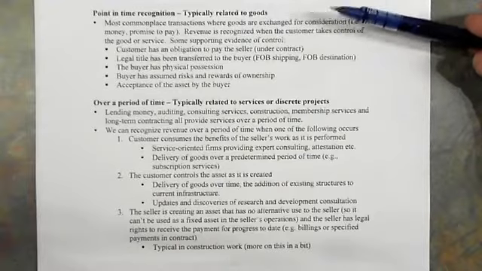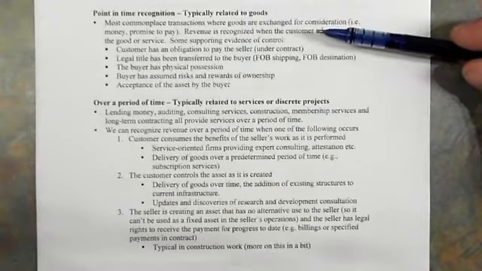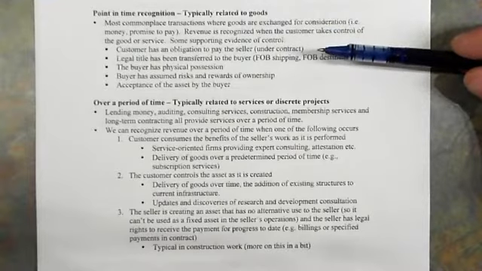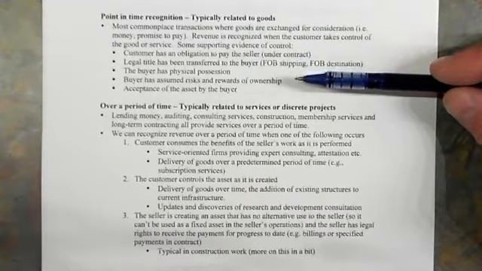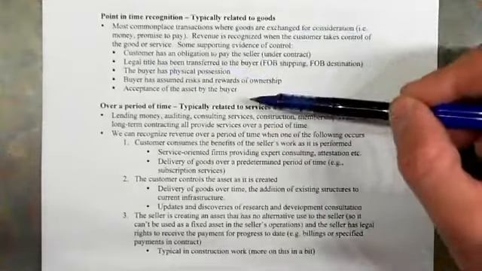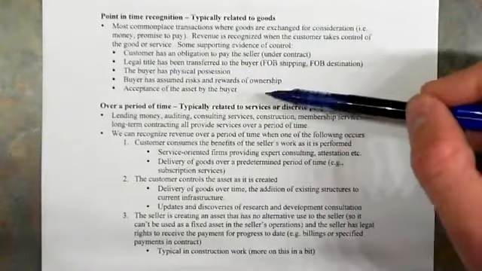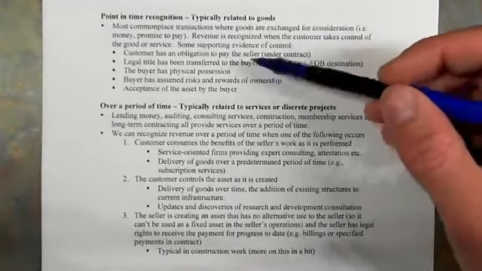So a point in time recognition, typically related to goods. So that's when someone sells me an item and I take it into my possession. And here, of course, are some of the indications that I have control as a consumer of the product: legal title, physical possession, assuming risks and rewards, acceptance of the asset. I find it to be in acceptable quality and take it and drink my coffee. I don't return it and say, oh God, you didn't do this right. So all these sort of things can show evidence.